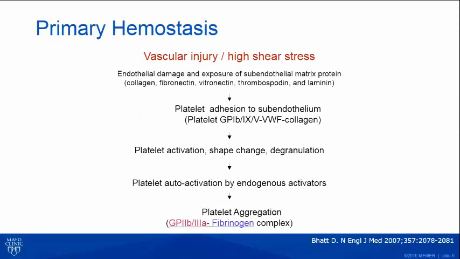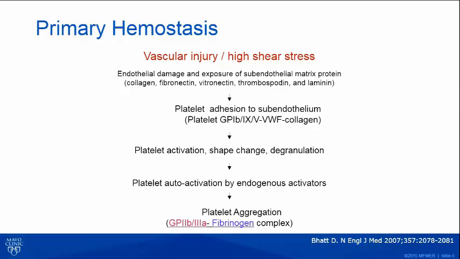So, more details on primary hemostasis. With vascular injury and high shear stress, there will be endothelial damage with exposure of the subendothelial proteins, importantly collagen, fibronectin, etc. The next step is for the platelet to come and adhere to the subendothelium, and this is mediated by von Willebrand factor, which is a multimeric protein that has binding domains for both the collagen and the platelet. So it will bring the two together.